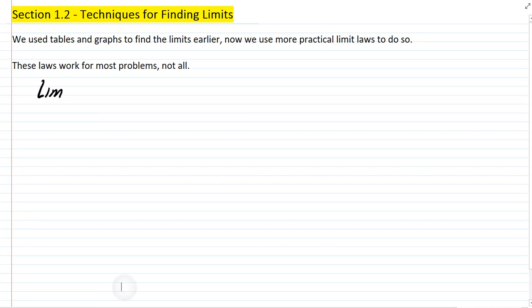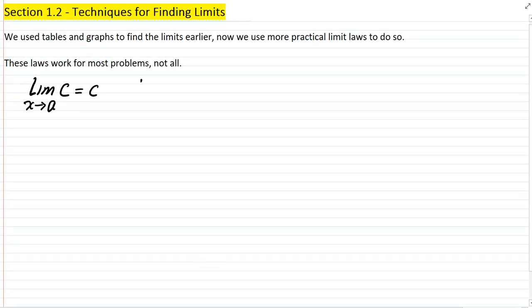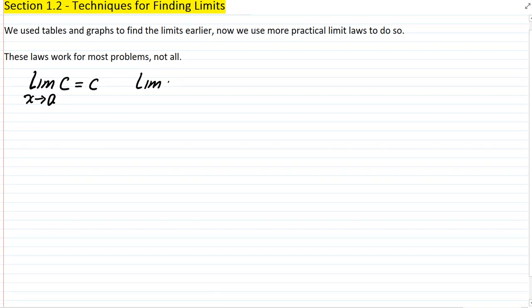The limit as x approaches a of a constant is the constant. Okay, so for example, the limit of 5 as x approaches 1,000, that's going to be 5. The next limit law is the limit of x. The limit of x as x approaches a number is just you plug in for x the a, and it's going to be a. So it's direct substitution into that one.